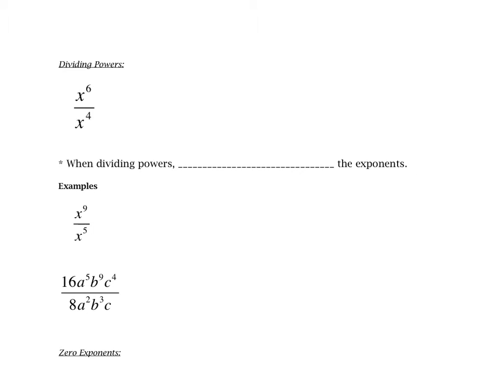Next up, we are going to look at dividing. Okay, and I'm going to show you why subtraction is our rule. Okay, when you're dividing powers. Up on the top there, x to the 6 would mean to do 6 x's all multiplied together. Down on the bottom, I would have 4 x's all multiplied together. Right? Now what's going to happen? Okay, I am going to subtract 6 and 4.